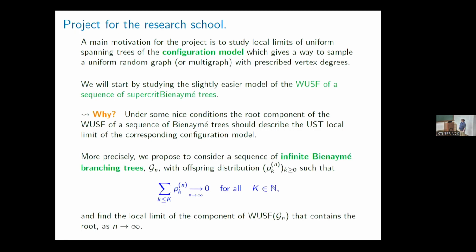We start slowly. We start with a sequence of branching trees where the offspring distribution goes to infinity, which means that the support goes to infinity, so the probability that you have a number of children in a compact set will go down to 0.